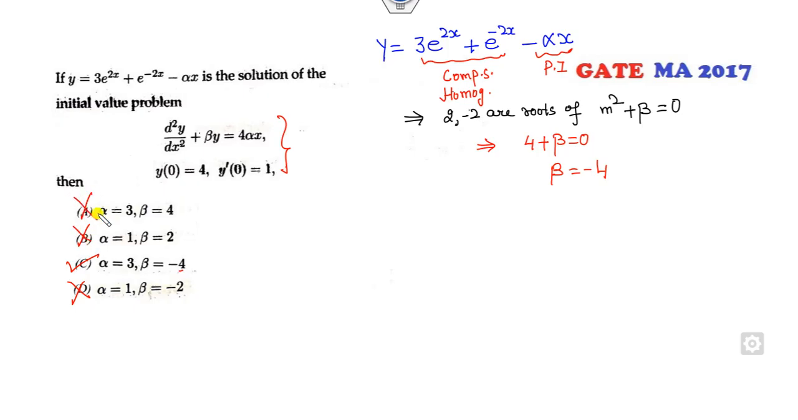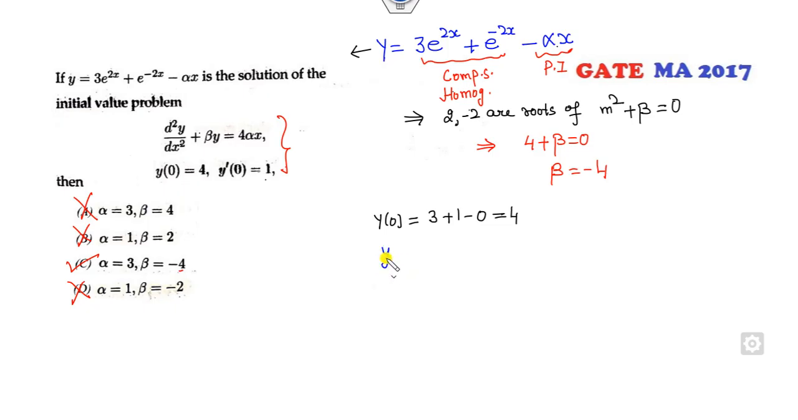Fine. But how can you find the value of alpha? Again, it is very simple. Alpha is related to the pi, but there is no need to find the pi. I can use this value and the initial condition. What is my y of 0 from here? 3 plus 1 minus 0, which is 4, satisfied.